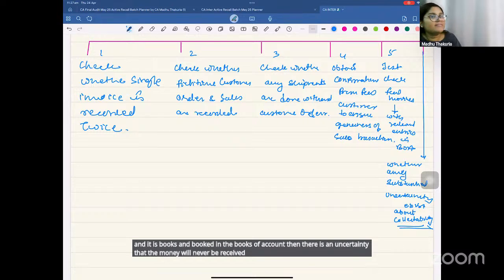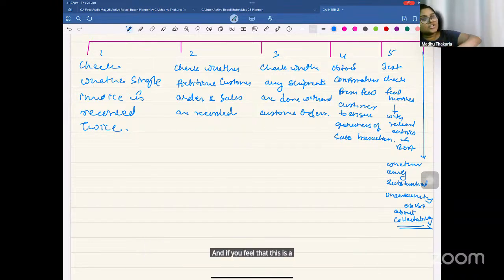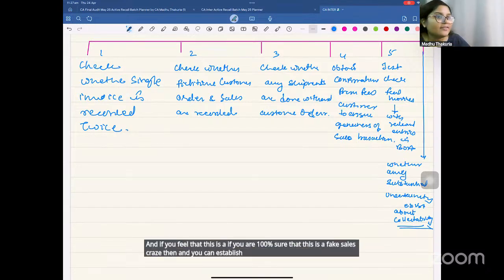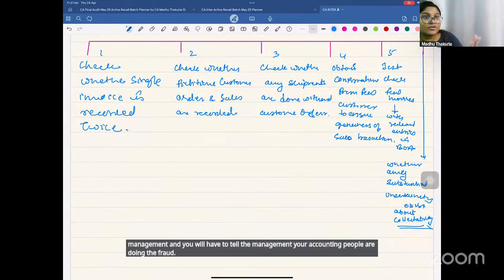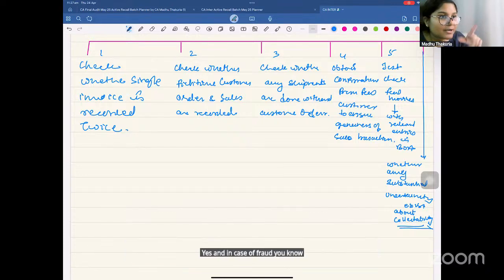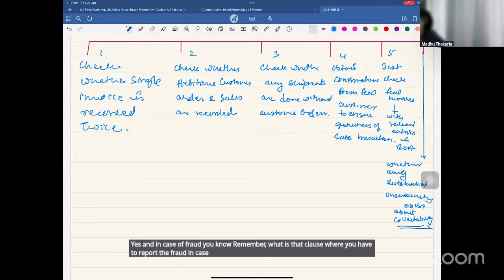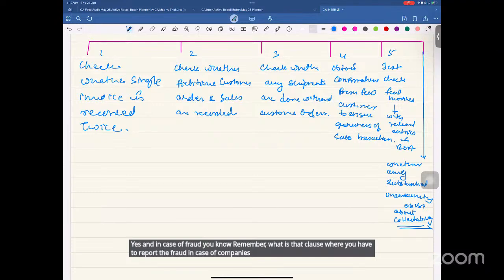And if the money is never received, then you will have to call your client and tell the client, please take a provision for bad debt. And if you are 100% sure that this is a fake sale and you can establish this is a fraud, then you will have to call the management and tell them that their accounting people are doing fraud. And in case of fraud, remember what is the clause where you have to report the fraud in case of companies? Clause 11. Clause 11.